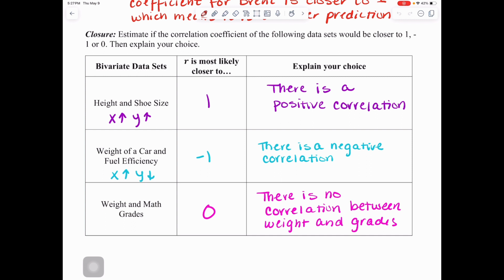Then weight of a car and fuel efficiency. I know as the weight increases, the fuel efficiency comes down. So that's a negative relationship. So I chose -1 because there's a negative correlation. And then when I was looking at all these, I knew weight in math grades was a 0 because they have no correlation with each other. So there's no correlation between weight and grades. Therefore, that one would have an R value more likely to be closer to 0. And that concludes our lesson on the strength of correlation.